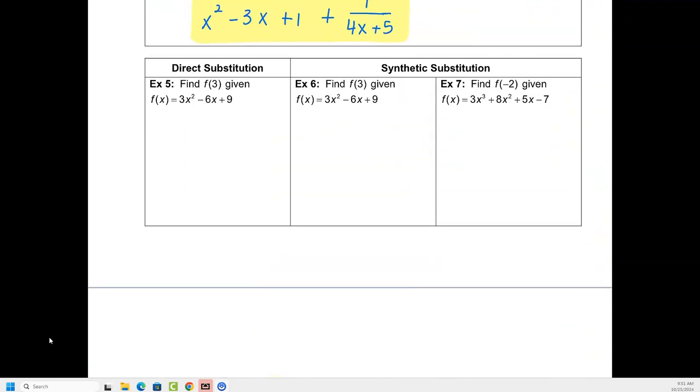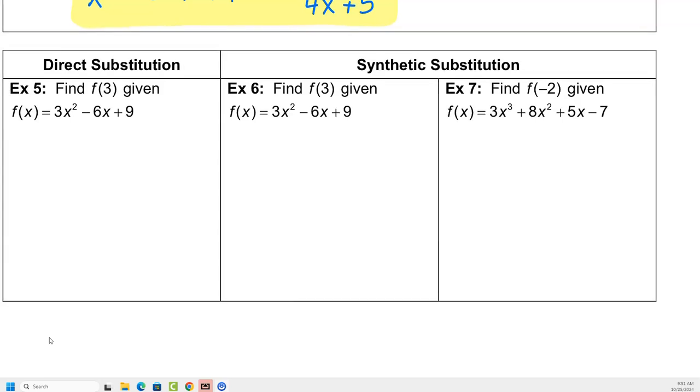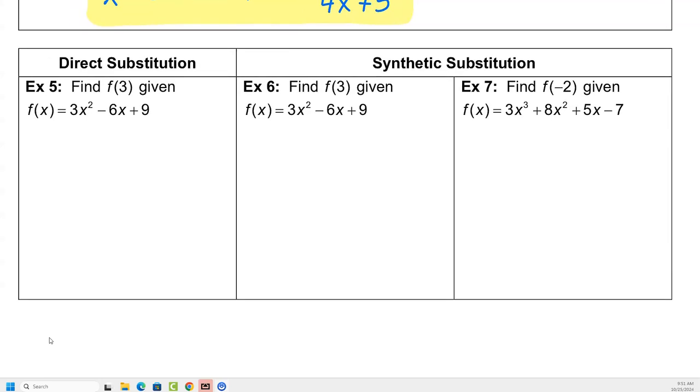Okay, let's go down to direct substitution. This will wrap up synthetic substitution. This really leads into a future lesson that we're going to have on the remainder theorem, but it's okay. I think it would be good to put it now. So you guys know direct substitution, if you are asked to find f of 3, that means you're going to put 3 every time you have an x.